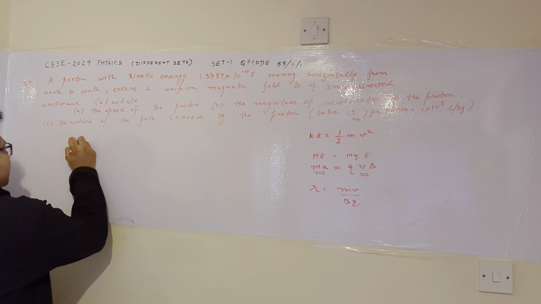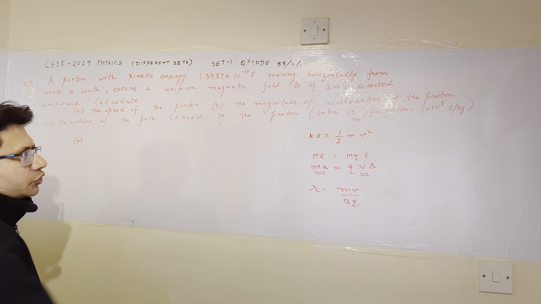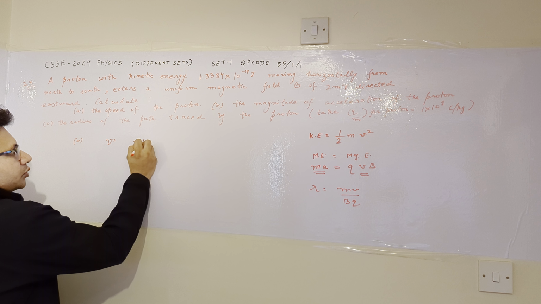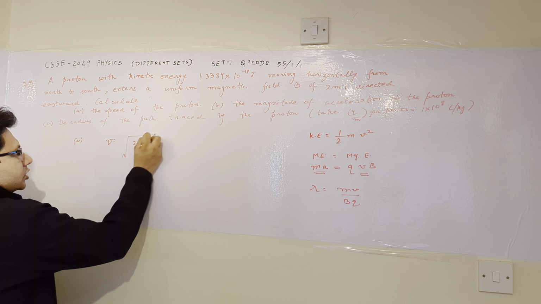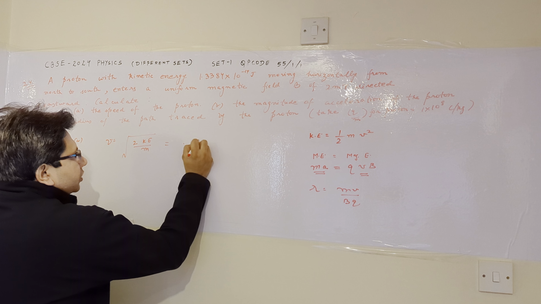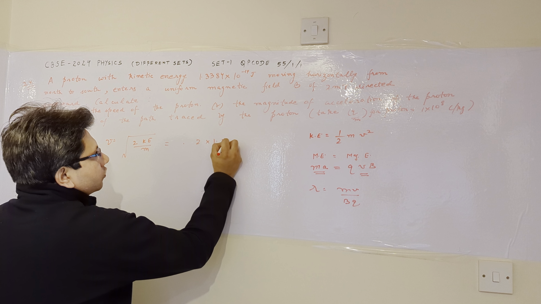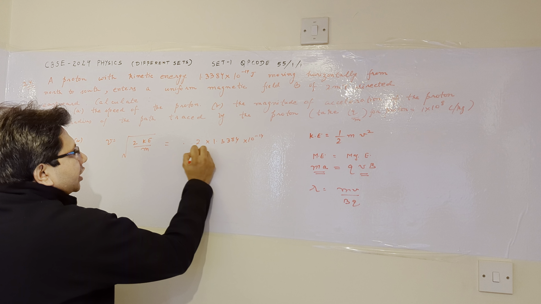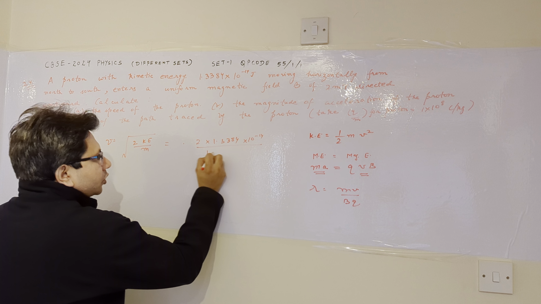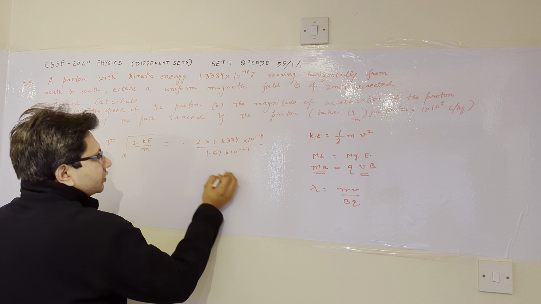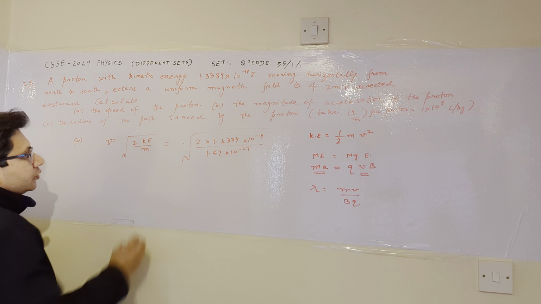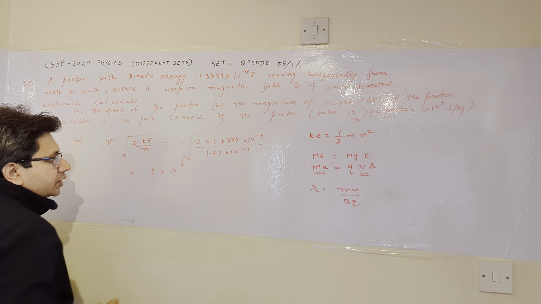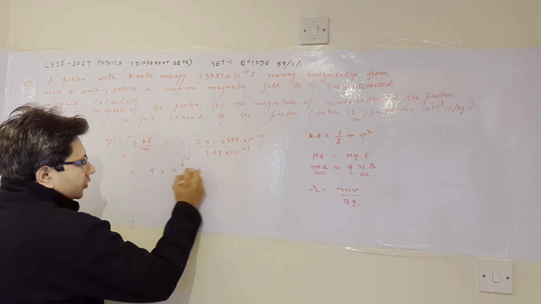So part A. In part A, the speed of the proton is asked. From this formula, we can say that v is equal to the square root of 2 times KE by m. Here, the value of KE is given as 1.3384 into 10 to the power minus 14, multiplied by 2, and the mass of proton is 1.67 into 10 to the power minus 27 kg. After taking the square root, we get this value as nearly equal to 4 into 10 raised to the power 6 meter per second.